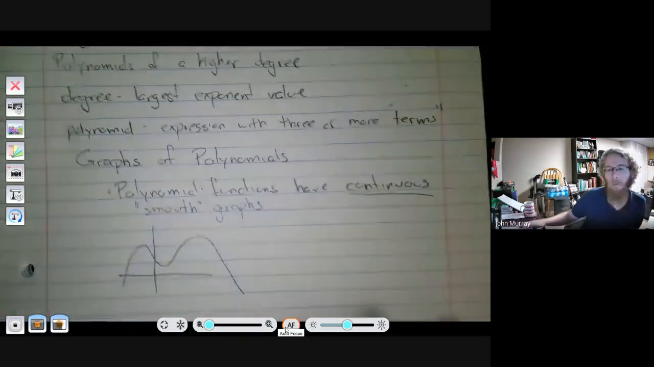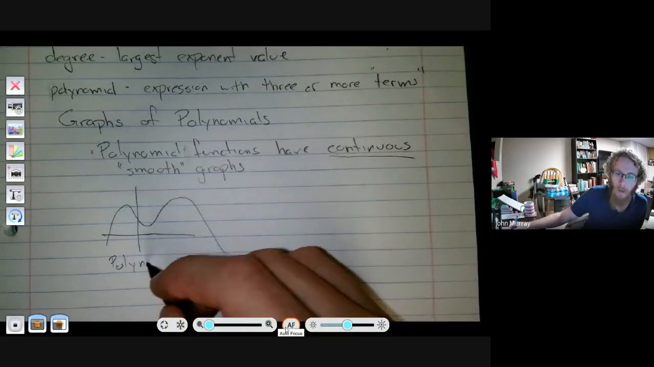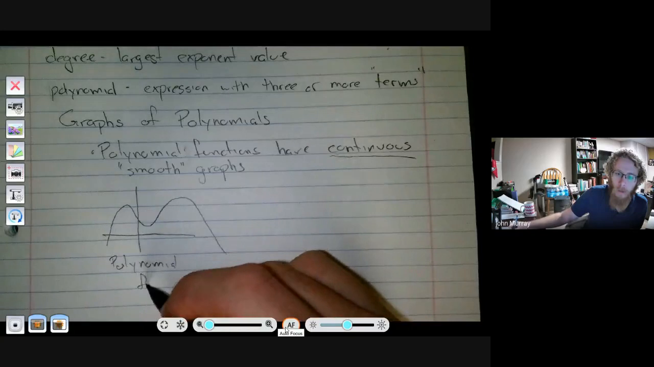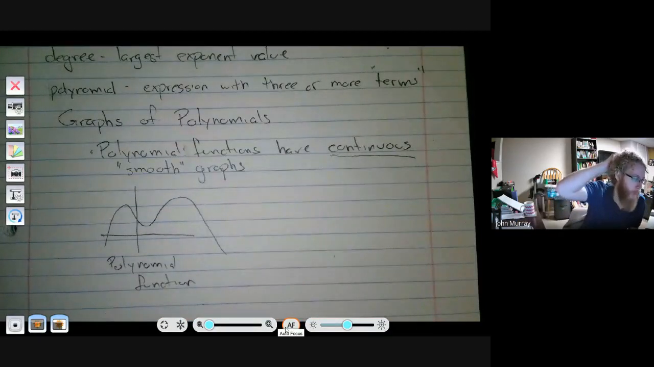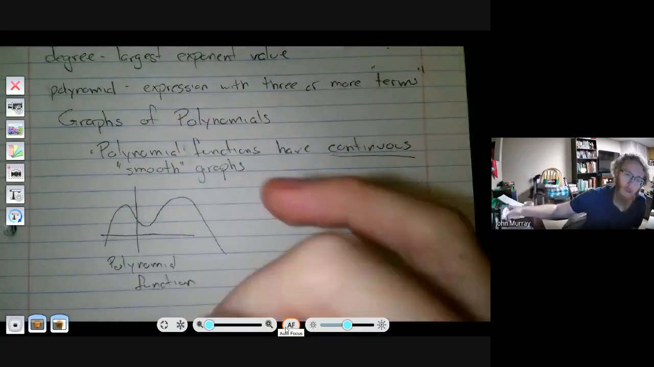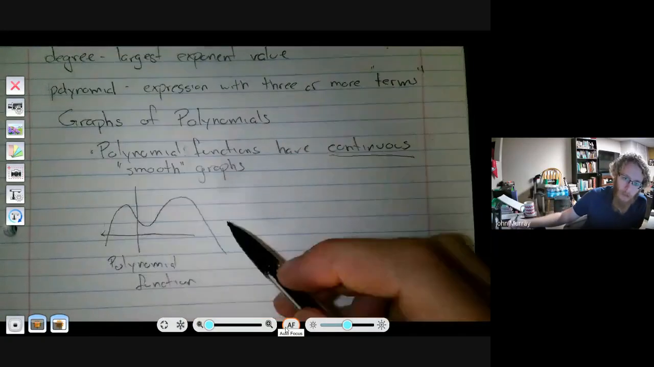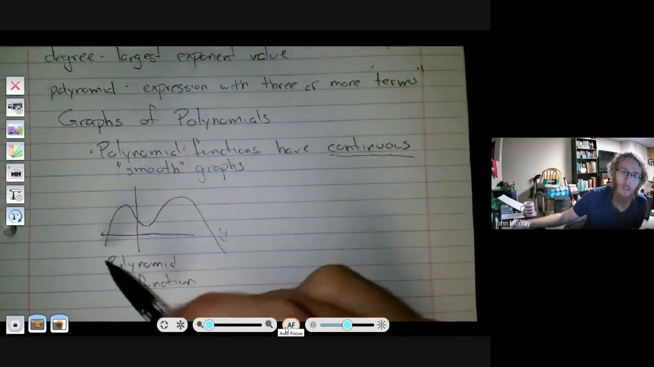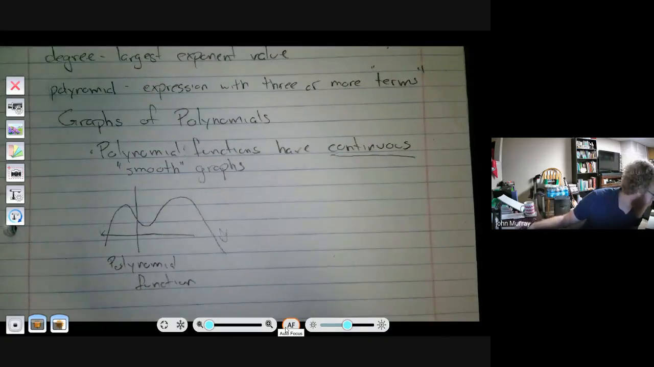So this could be an example of a polynomial function. And we'll talk about what's called end behavior, right? How it looks going at the end. We'll talk about how many times it turns, things like that.